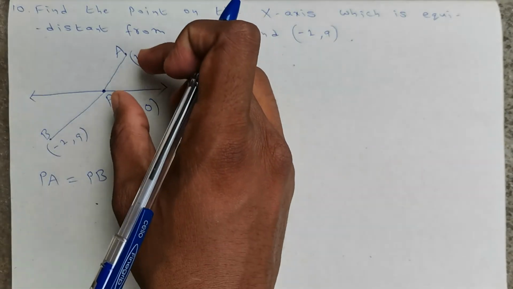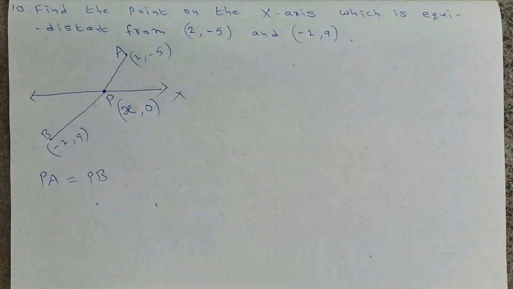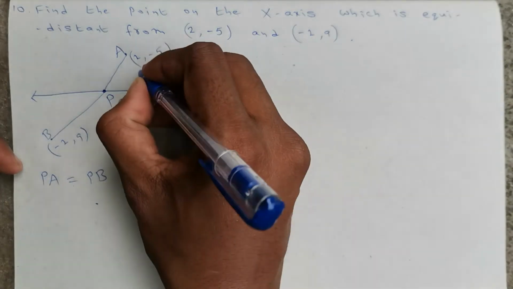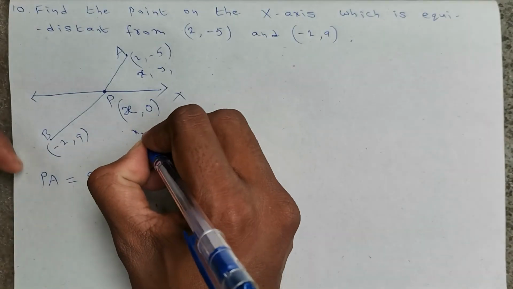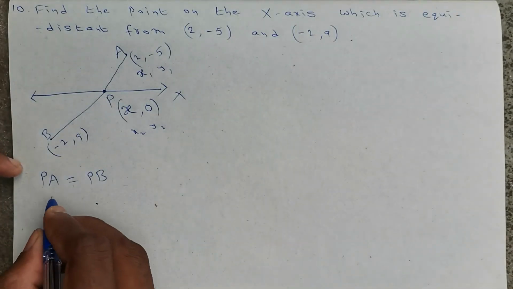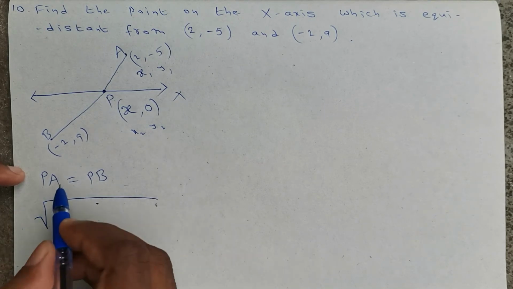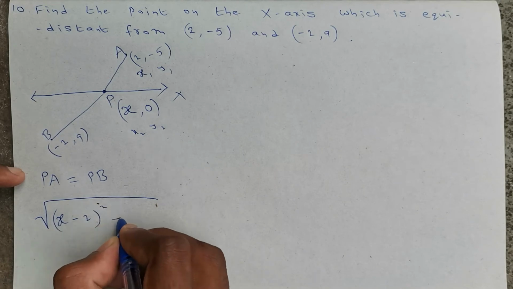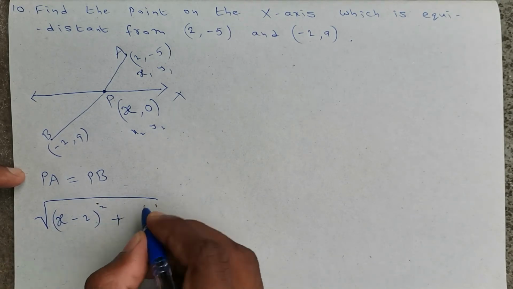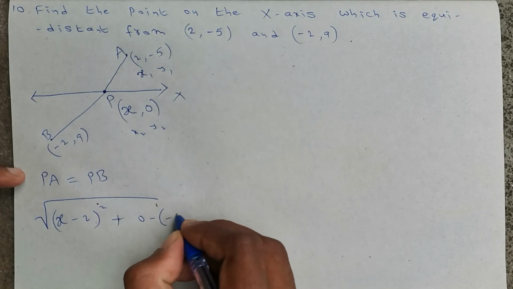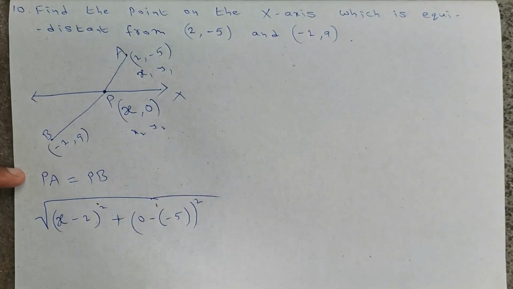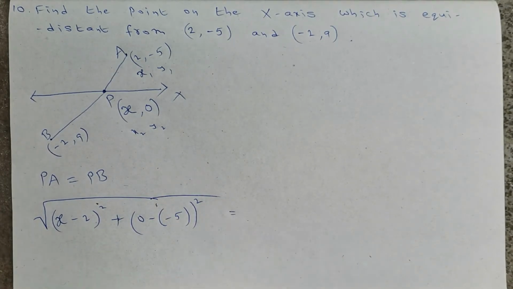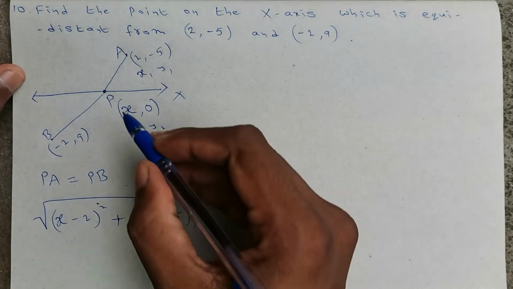Now let us find this PA value as well as the PB value. We know the distance formula: under root (x2 minus x1) whole square plus (y2 minus y1) whole square. So here I am taking this as x1, y1 and this as x2, y2. First I am going to find PA: under root (x minus (minus 2)) whole square plus (0 minus (minus 5)) whole square, and that is equal to PB. This is P, this is B.